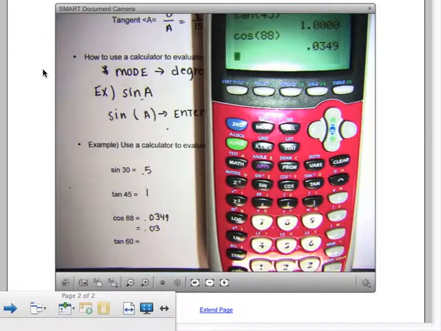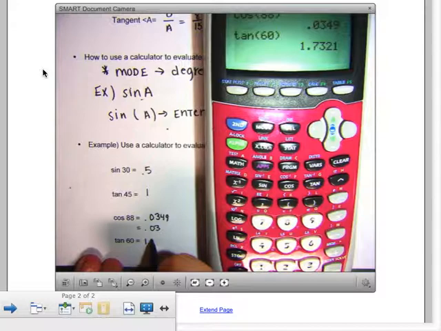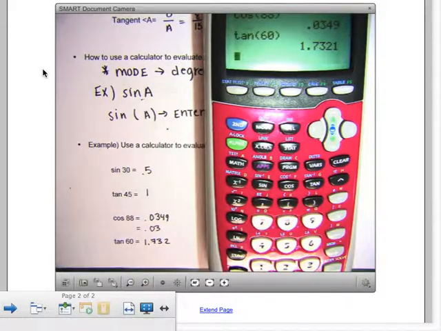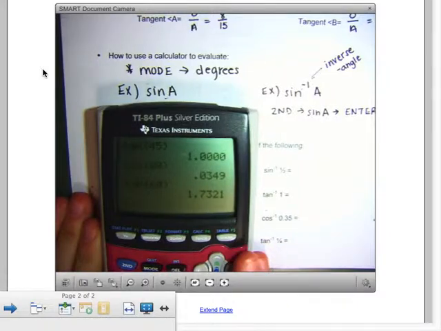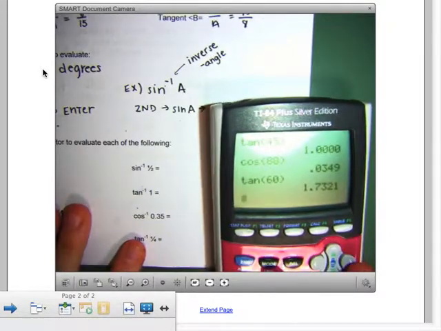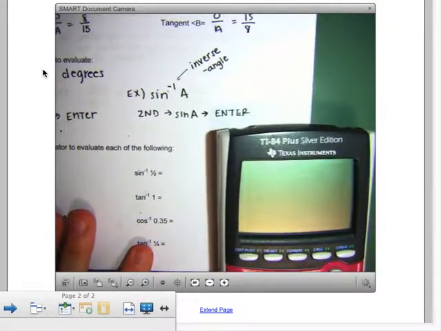And the last one, tangent of 60. So we have tangent 60 is 1.732. Okay, so those had no -1, so we just plugged those straight into the calculator. Okay, let's go to the other side. These have the -1, so they have the inverse.